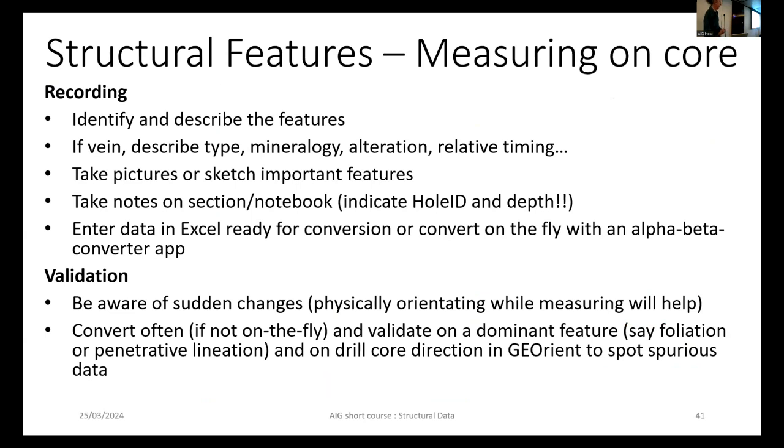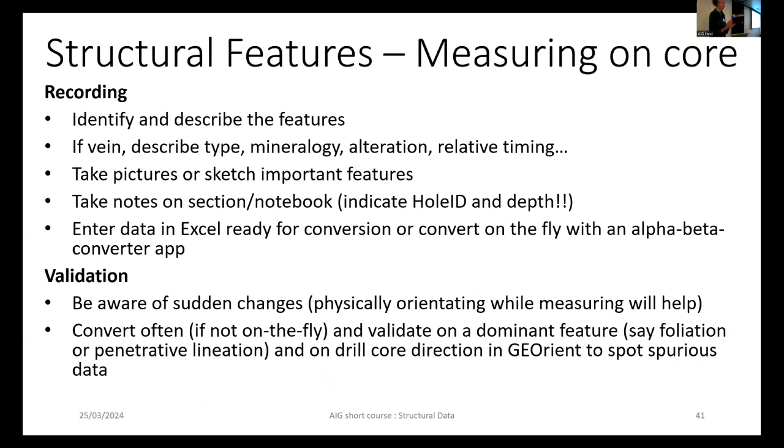All right, so measuring on core, you identify and describe the features. There's no point measuring something you don't know what it is. So first of all, try and satisfy yourself you understand whether it's an S1 foliation or a fold axial plane or a fold axis, which type of fold is it, F1, F2, and so on. Then if it's a vein, describe not just the geometry, but also mineralogy, alteration, relative timing.